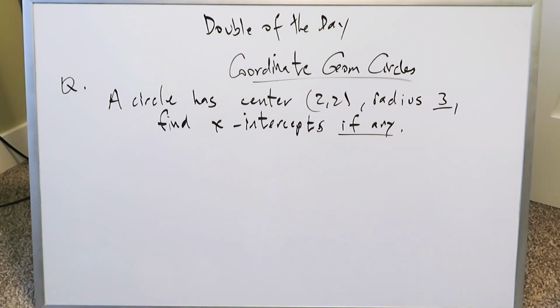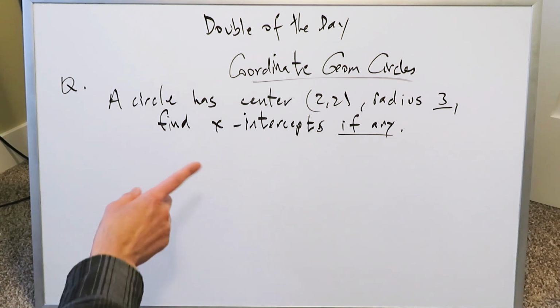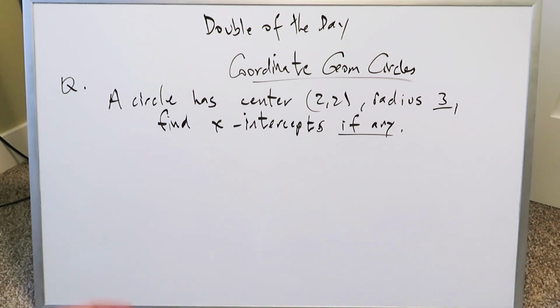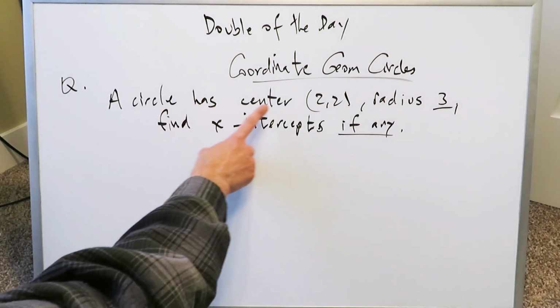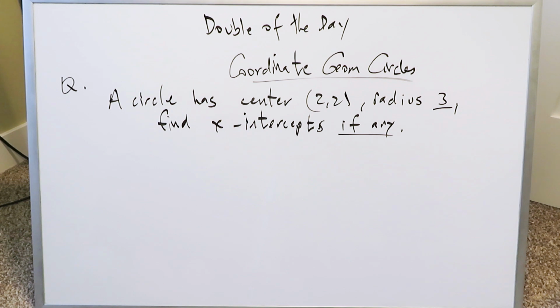We're looking here at coordinate geometry involving circles. Fair game for any type of test. Two questions. Our first question, and everything here is related to circles, but on a coordinate x and y axis plane. A circle has a center (2, 2). The radius is 3. Find x-intercepts, if any.